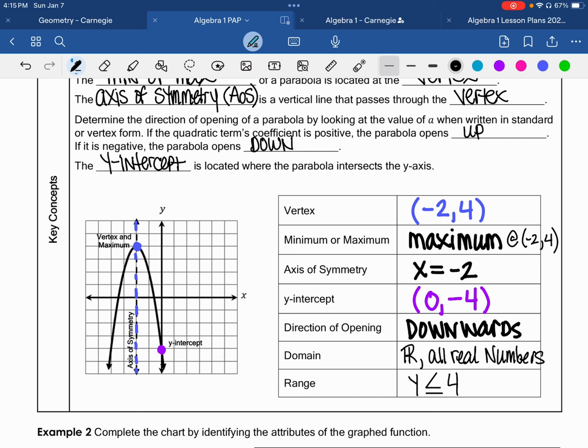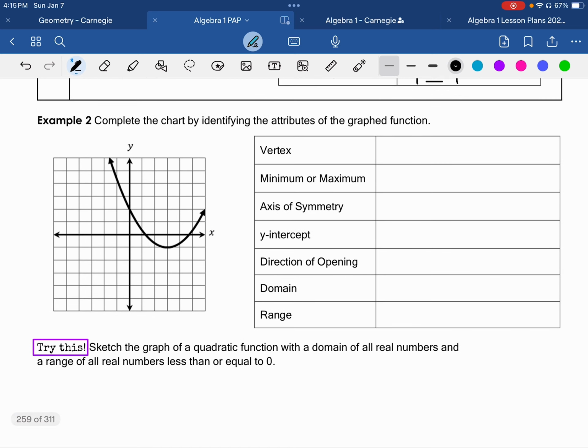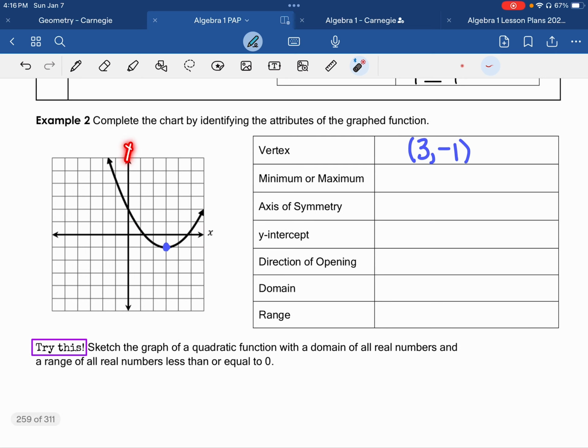Let's go ahead and give a couple of these a try. So here is another one, and we're just going to go through and complete the process. Notice this time I don't have anything labeled. So my vertex is going to be this ordered pair right here, and that would be the ordered pair 3, -1. I'm just using my x-axis first, 1, 2, 3, and then my y-axis second, -1, because remember the origin is my 0.